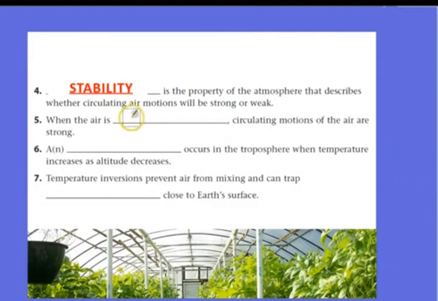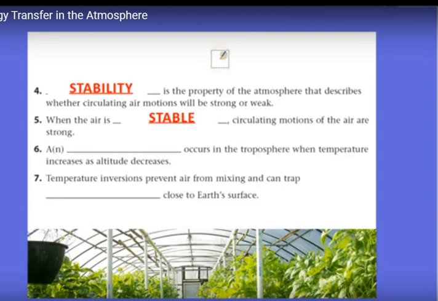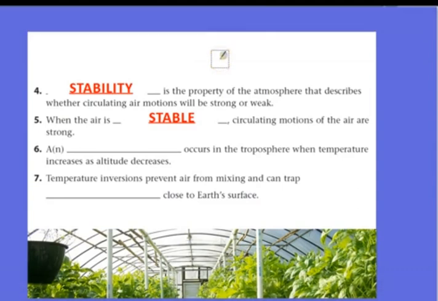Okay, when air is unstable, circulating motions of the air are strong. So if there's a big difference in temperature, especially when a weather front's pushing through, and we'll talk about this in more detail. When a cold front passes through, you'll have warm air on one side of the front, and cold air on the other side.